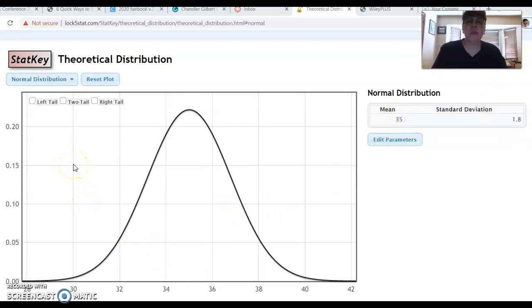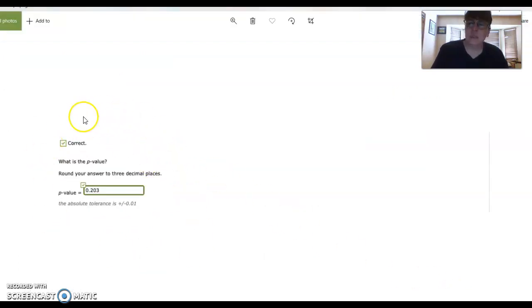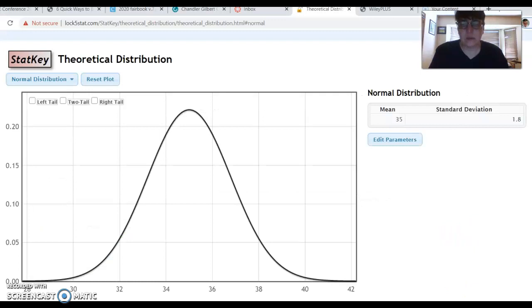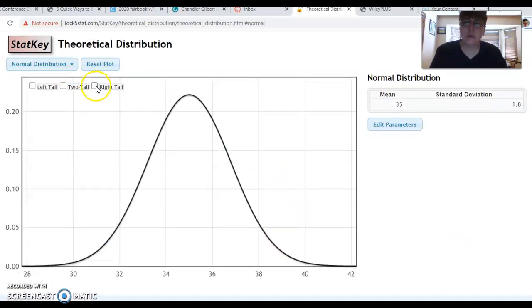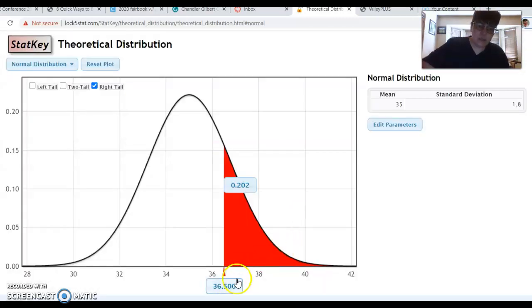And you want to know what's the p-value of 36.5. So I'm going to do a right tail because it's above 36.5. You notice how I clicked on the one on the bottom down there. So down here is the point I'm interested in, and this number up here is what we refer to as the p-value.